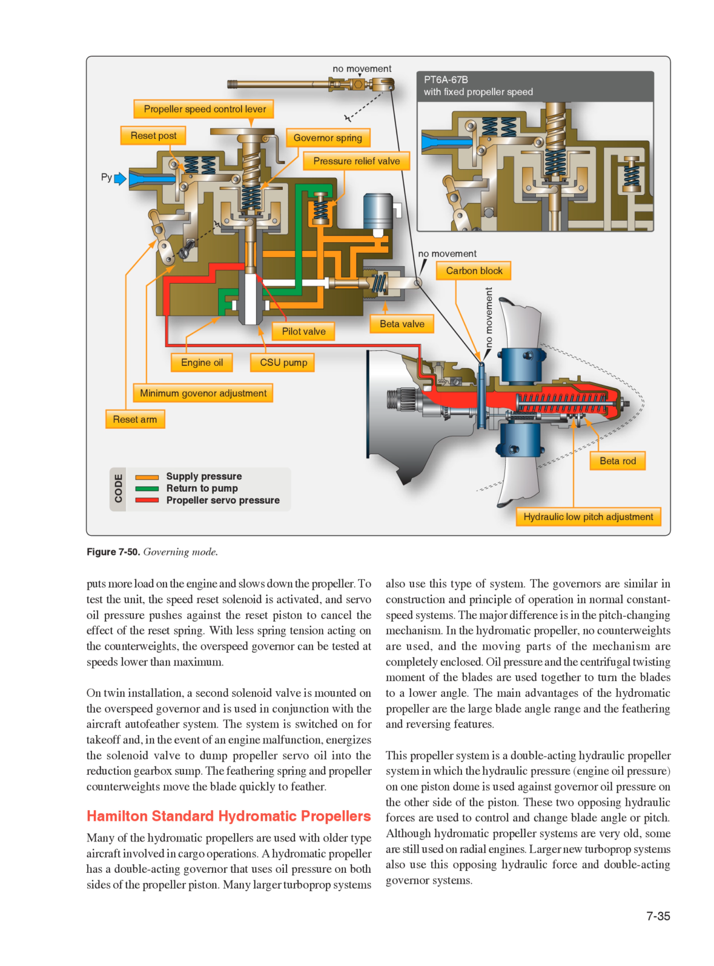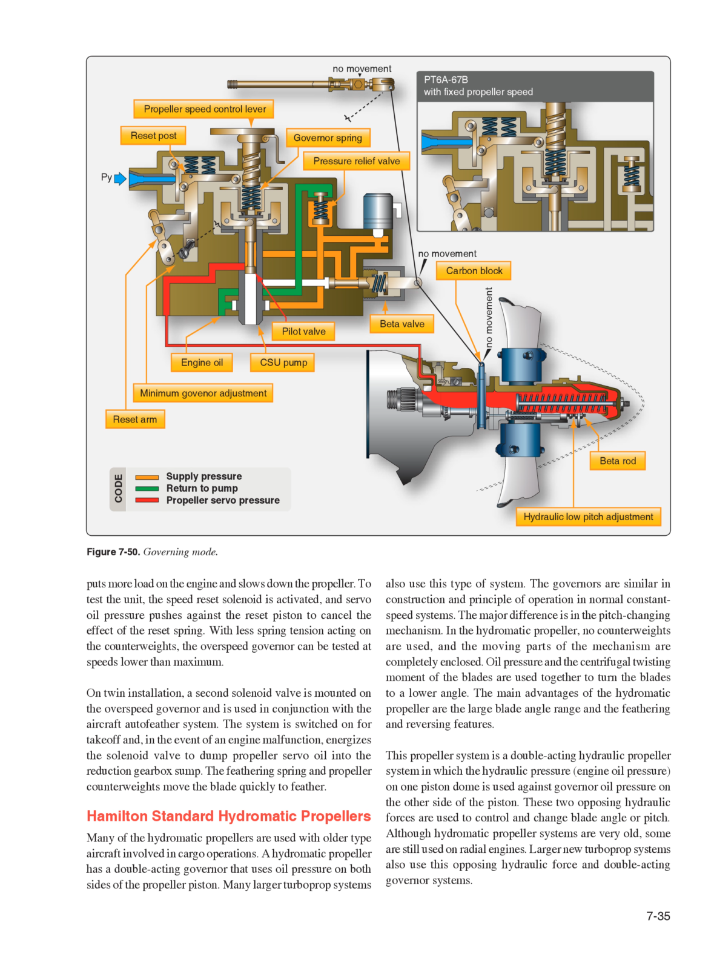Hamilton Standard Hydromatic propellers. Many of the Hydromatic propellers are used with older type aircraft involved in cargo operations. A Hydromatic propeller has a double-acting governor that uses oil pressure on both sides of the propeller piston. Many larger turboprop systems also use this type of system. The governors are similar in construction and principle of operation in normal constant speed systems. The major difference is in the pitch changing mechanism.